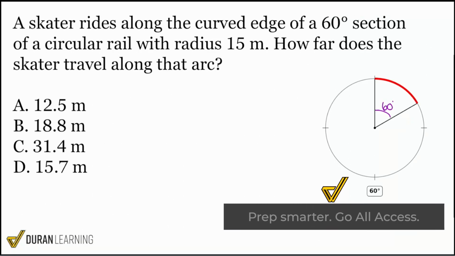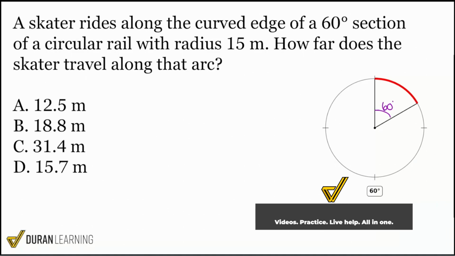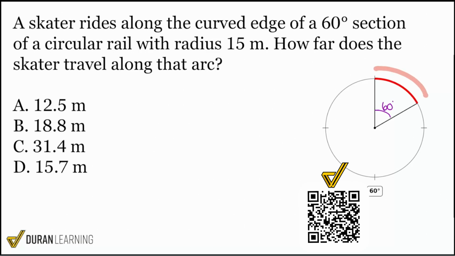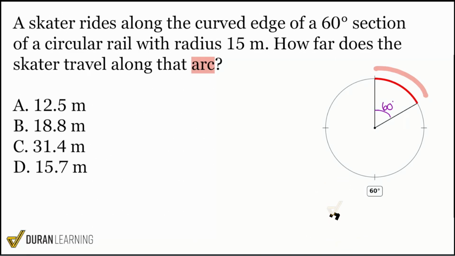Okay, so let's understand this fully. We want to know how far this skater traveled from here to here. We want to know what that distance is. And that is called, again, an arc. Remember that to find the length of an arc, it is going to be the portion of what idea, everybody? The circumference, or is it the area? Which one is it? The arc is part of the circumference. It's a portion of the circumference.